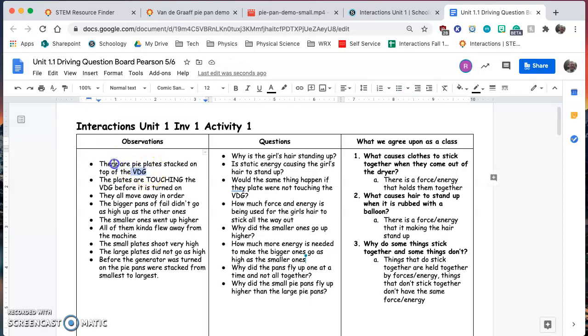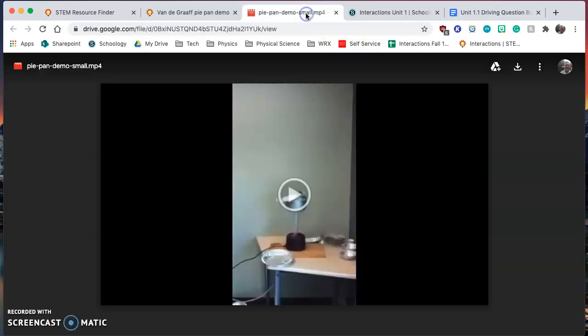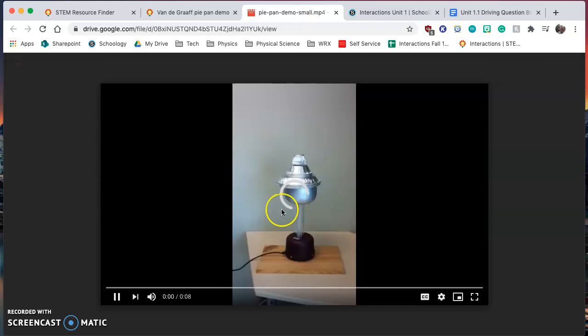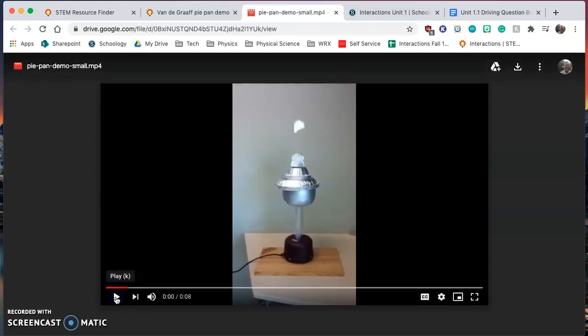Okay, so here's a good observation here. There are pie plates stacked on top of the VDG. The VDG is the machine. The Van de Graaff generator is what it's called. The plates are touching it. So there's a couple good observations here about what's happening before. I know it's tough to see with this play button here. I could pause it. I've sort of started to get into it here. But they're resting on top.